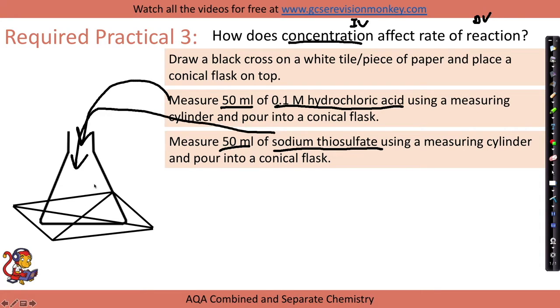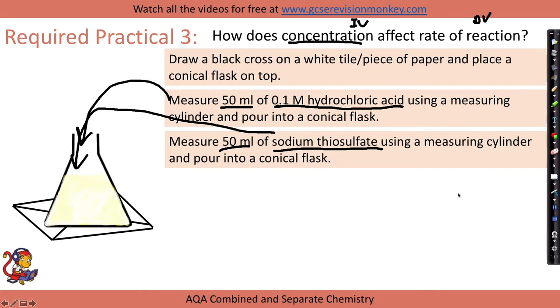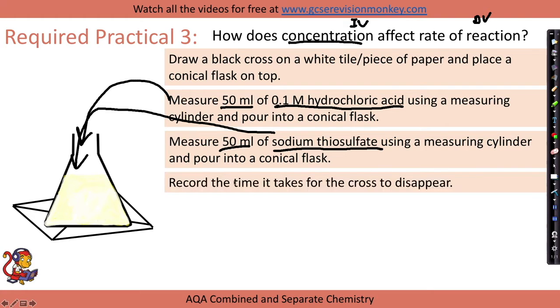So you can see at the moment when we've put the acid and sodium thiosulfate in, we can still see the cross because the solution is colourless. However, gradually over time, a precipitate will form to make the solution go cloudy, and at that point we will no longer be able to see the cross. So you can see now, when the solution has gone cloudy, we can no longer see the cross, and we then record the time it takes for the cross to completely disappear.